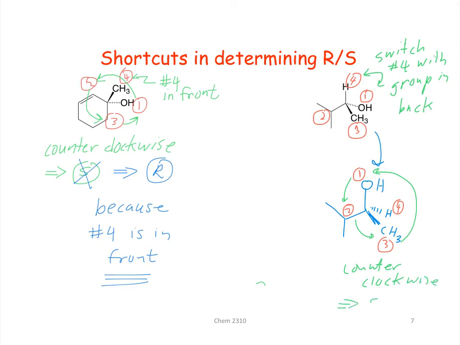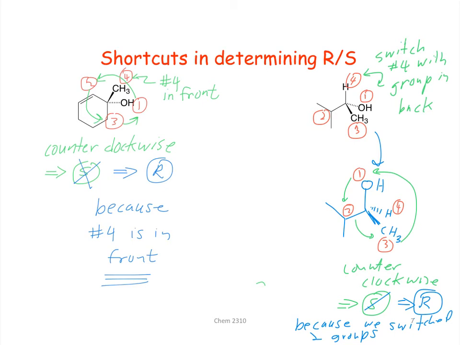Okay, we know that counterclockwise gives S, but what happens if we switch 2 groups? If we switch 2, we get exactly the backwards result. So this is not going to be it. This one is going to actually be R, because we switched 2 groups. Right? So if we switch those, we don't have to redraw it.